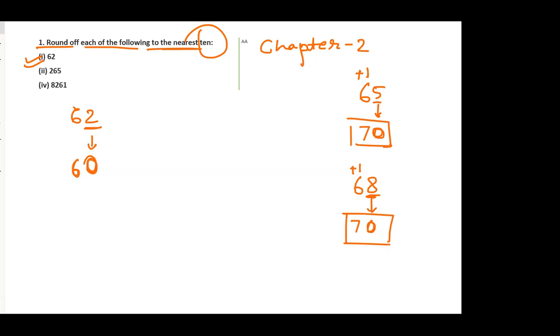Is it clear? Now the rule is that if the number is less than 5, then you don't have to add anything in the next number. But if the number is 5 or more than 5, then you have to add 1 in the next number. And you have to make the underlined number 0 in each case. Is it clear? Now let us do the next part of this question.